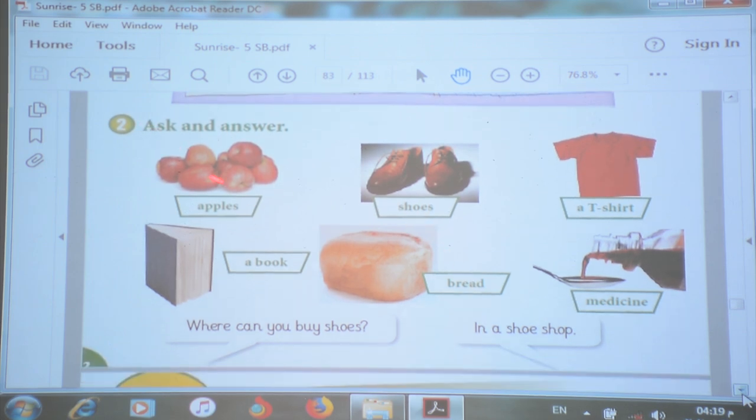Apples, shoes, a t-shirt, a book, bread, medicine. And there are questions. Where can you buy shoes? Where can you buy shoes? In a shoe shop. In a shoe shop.